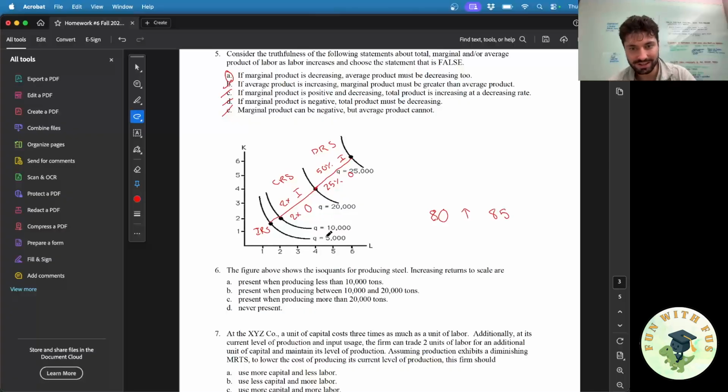And if we wanted to check this, I doubled my output and I did not double my inputs. My inputs seem to have only increased by a little bit, maybe a third or something, and I got double the output. So that is why it would be increasing returns to scale. You can also tell by the distance. 10,000 to 20,000, that was a big distance.